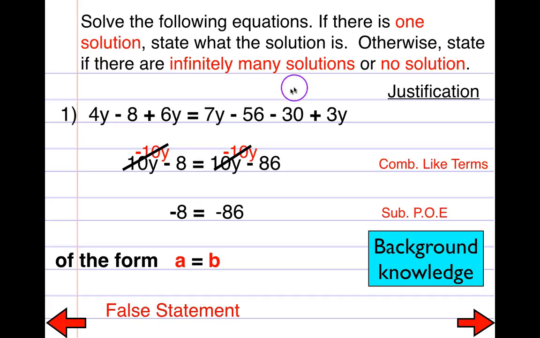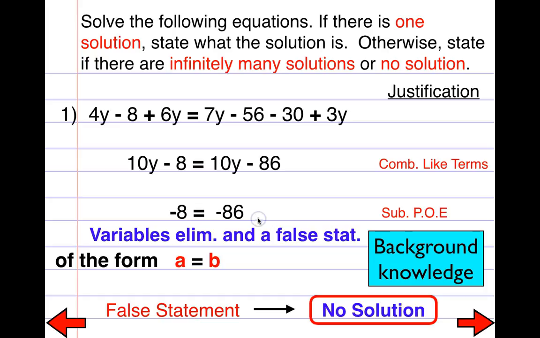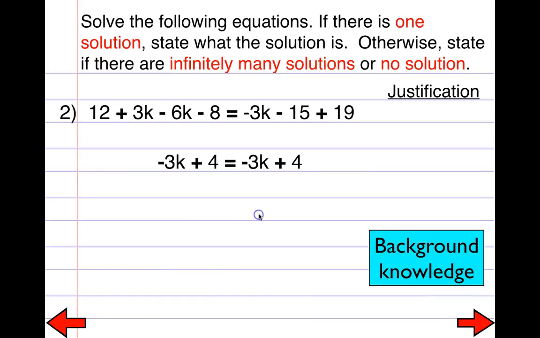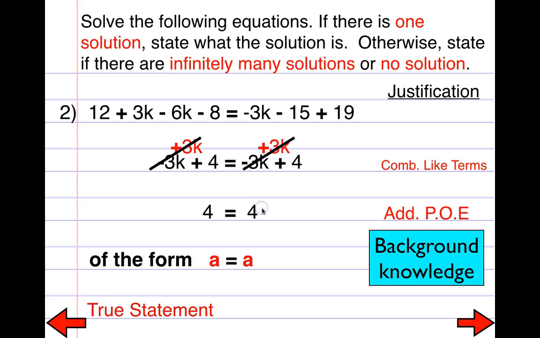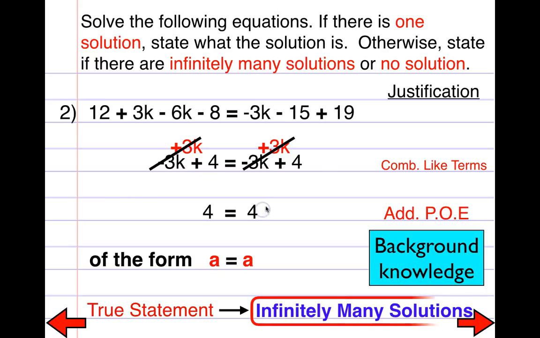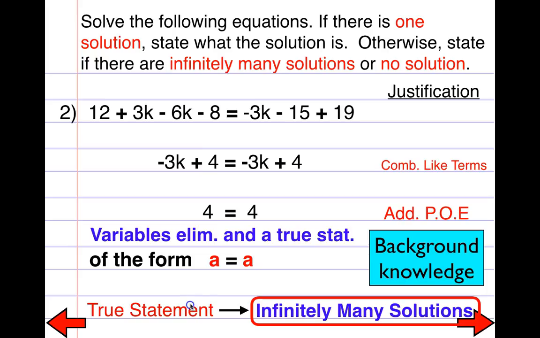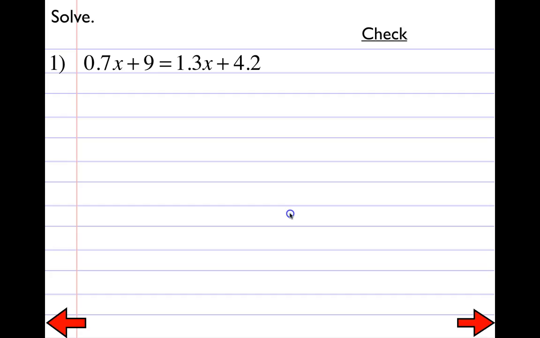But one thing that I also want you to remember is, remember, if we have a false statement, it is no solution. And we prove that by saying the variables eliminate on both sides, like demonstrated here, and that we have a false statement. So remember that. And the other case was when we solved and we justified what it's going to look like if we have infinitely many solutions. Well, you need to check that the variables eliminate like it does here. And you also have to check that there's a true statement. So we got to make sure we have those two things.